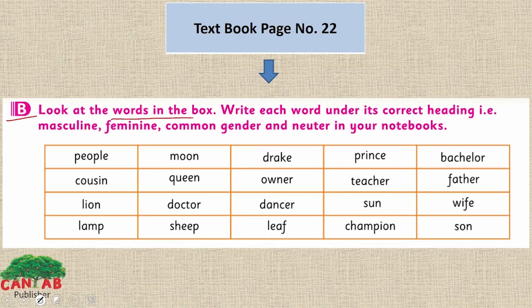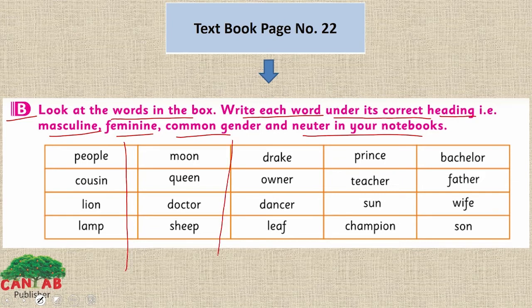Look at the words in the box. Write each word under its correct heading: masculine, feminine, common gender and neuter nouns. All the nouns we have discussed in this lesson, you have to categorize by writing them. You have to choose which one is masculine and separate it in a separate column, and the feminine separately, and common gender and neuter in separate columns. You have to choose from these nouns here, like people, moon, drake, prince, bachelor, cousin, queen, honor, teacher, father.